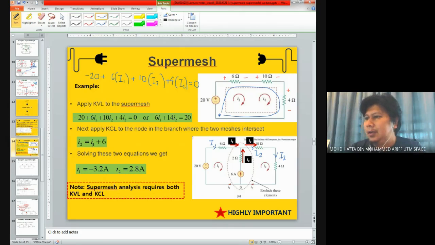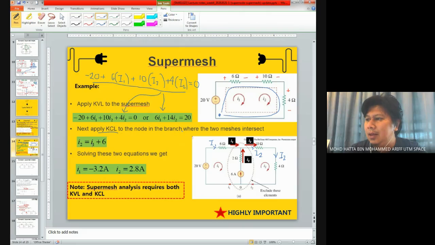Okay, if you look at this equation and compare it with this equation, basically it is the same equation. And also, if you compare it with this equation, it is also the same equation. This equation means that we already simplified the original Kirchhoff voltage law equation. And later on, you need to apply KCL.